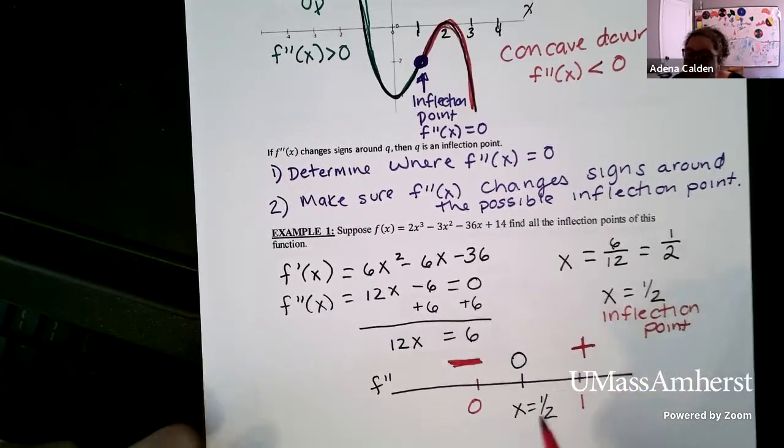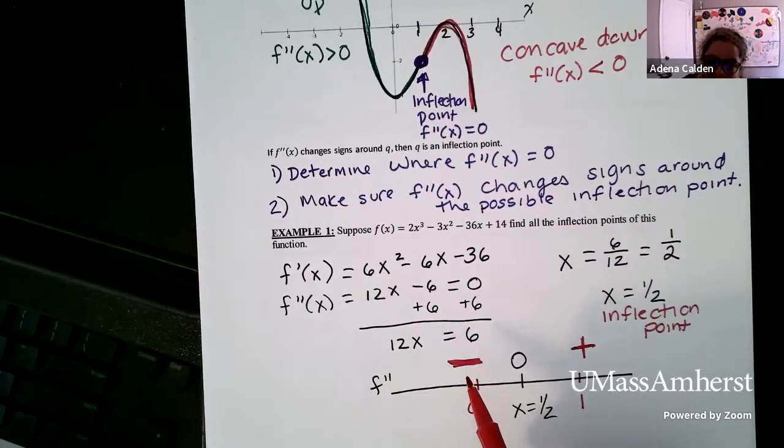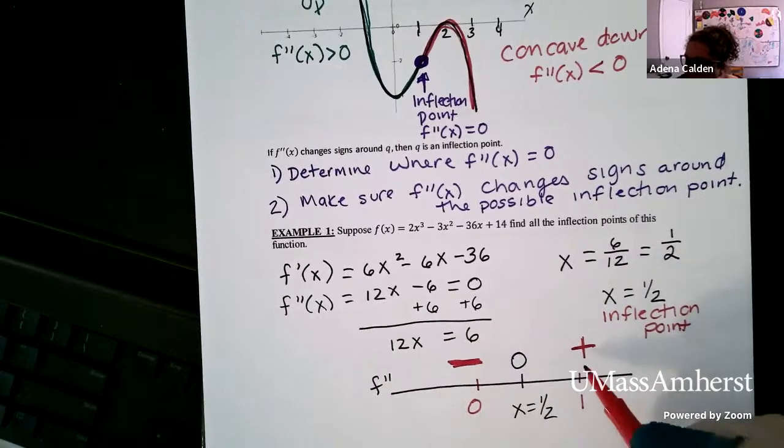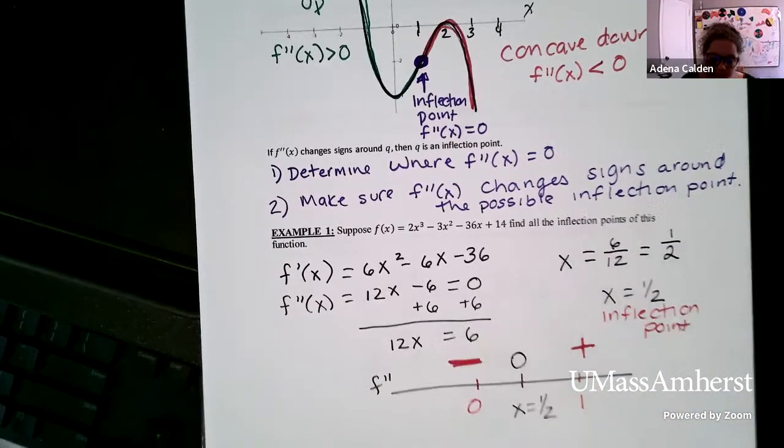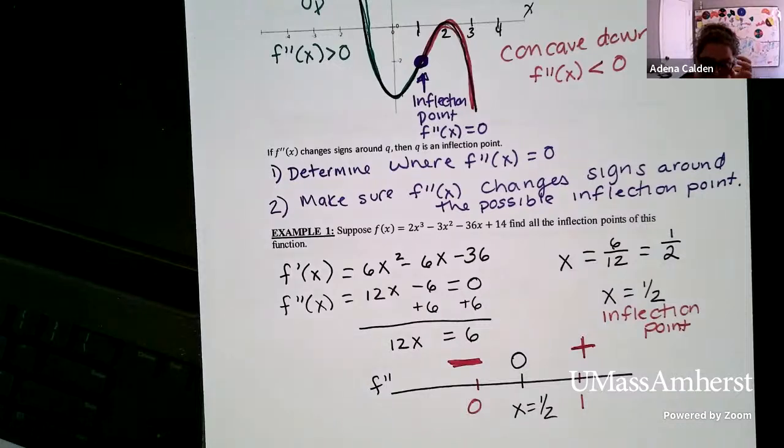How do I know that? Because if the second derivative is negative, I was concave down on the original function. And if it's positive, I was concave up. So I changed concavity around this point, which is the definition of inflection point. So this is sort of the common way that we check to make sure things are actually inflection points. And this is the process we use when we're just looking for inflection points.